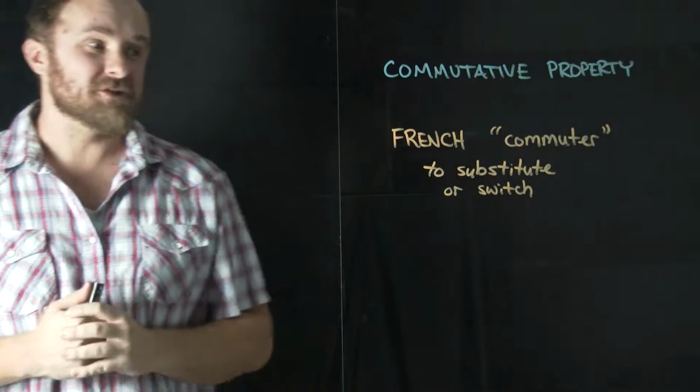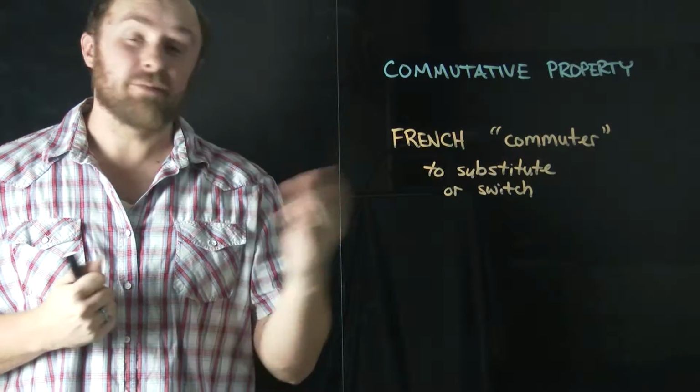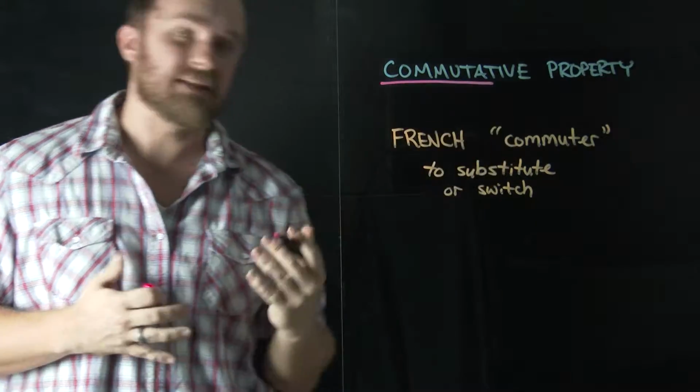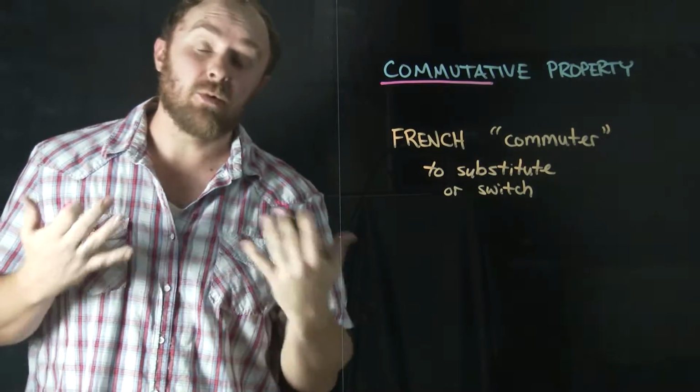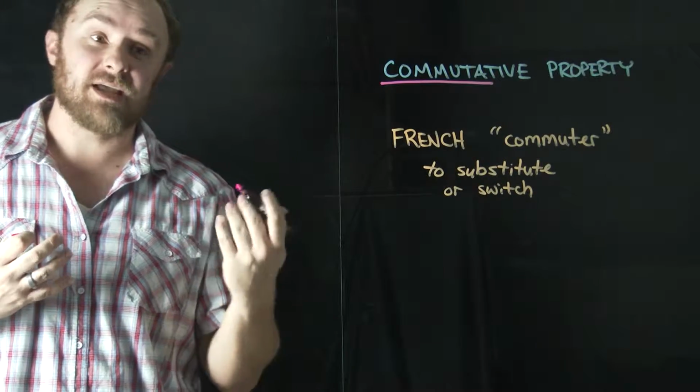It comes from an old French word, commutative, and I apologize if I just butchered that pronunciation, but that word means to substitute or switch, and we see the root of it right there. So what does that mean mathematically? Well, this property applies to the operations of addition and multiplication.